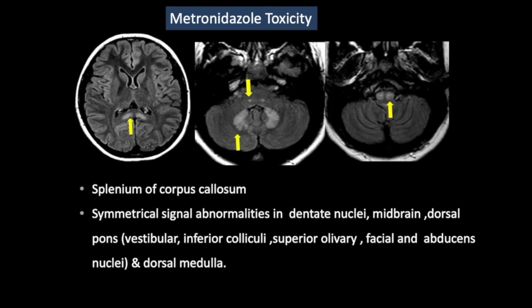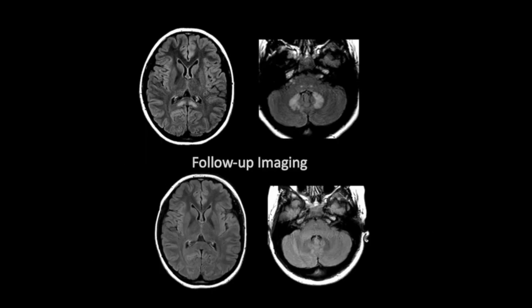The typical brain MRI findings include T2 FLAIR hyperintense signal changes with diffusion restriction involving the splenium of corpus callosum, symmetrical signal abnormalities in the dentate nuclei, the midbrain, dorsal pons, specifically the vestibular nuclei, inferior colliculi, superior olivary nuclei, facial and abducens nuclei, and the dorsal medulla. Typically, complete resolution of signal abnormality and improvement in clinical symptoms is expected in a few weeks after discontinuation of the drug.